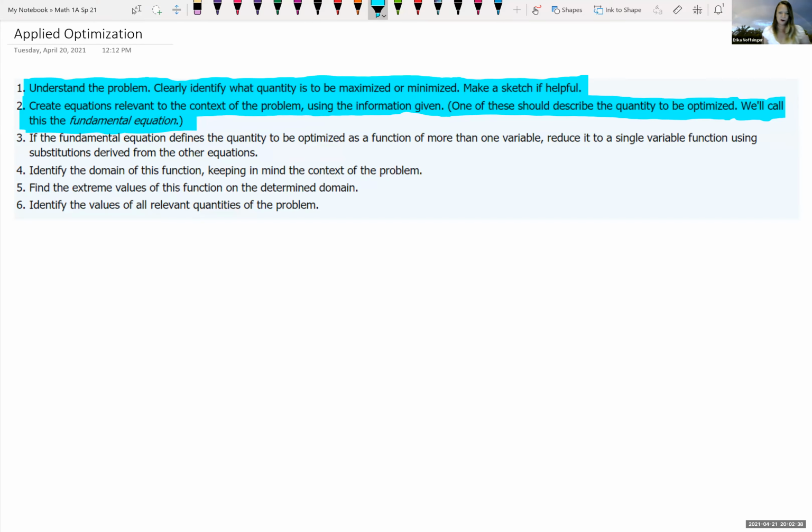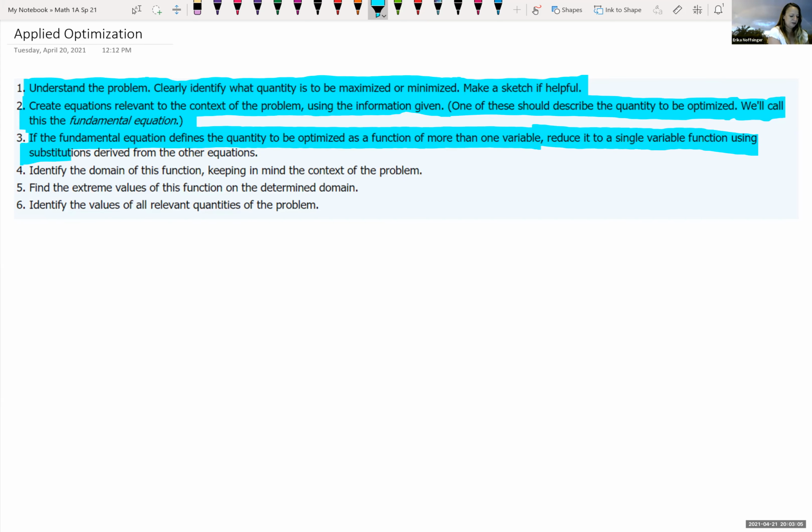So just so that we know what we're talking about, whenever it's telling you maximize this area or minimize the cost, that's what we're going to call the fundamental equation, and that's what we're optimizing. If the fundamental equation defines the quantity to be optimized as a function of more than one variable, then we're going to reduce it to a single variable function using substitution derived from other equations. So I just mentioned that before.